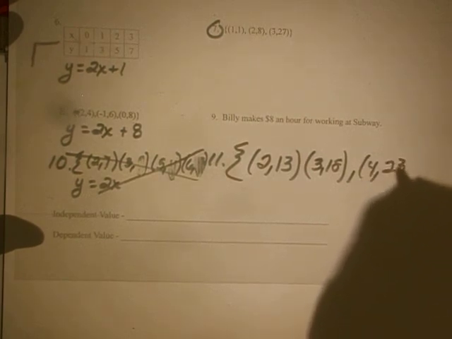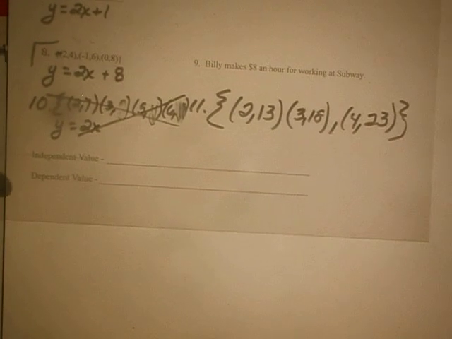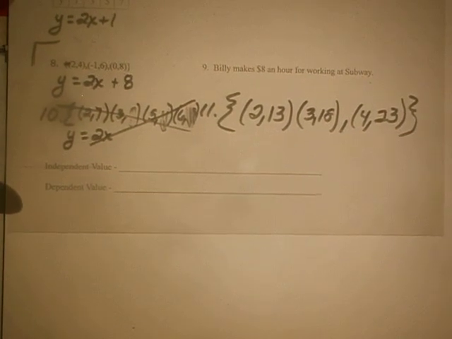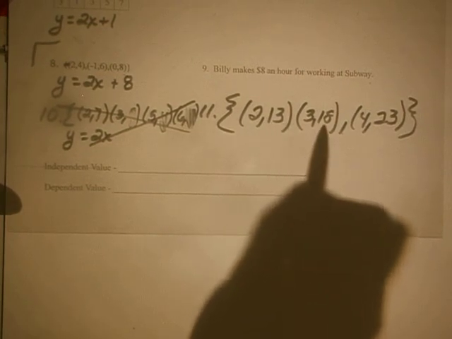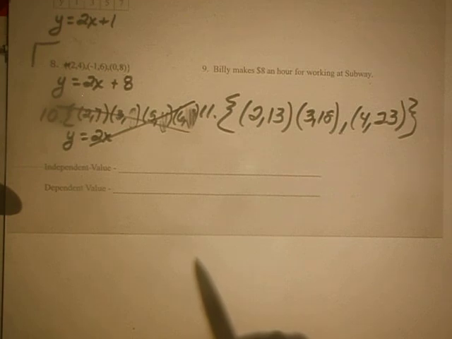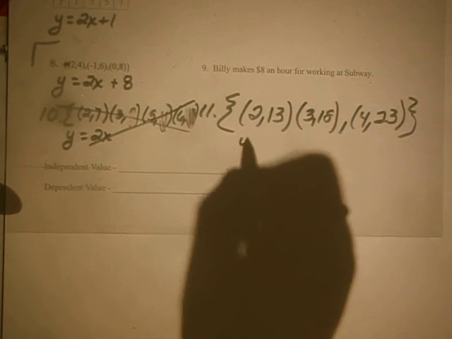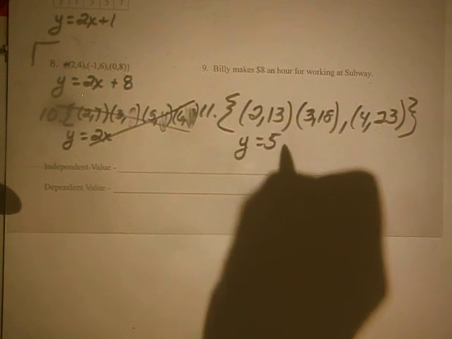423. Let's try this one. How much are your x's changing? From 13 to 18 to 23. How much are they going up? 5. 13 to 18 is 5. So it's going to be y equals 5x.